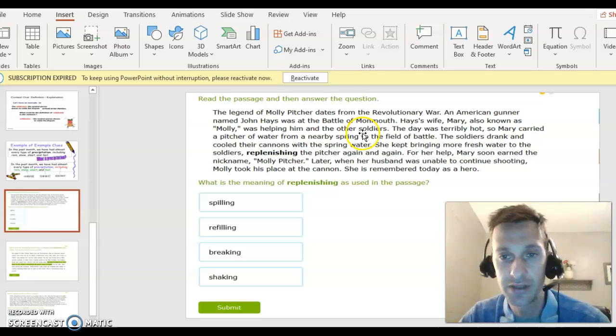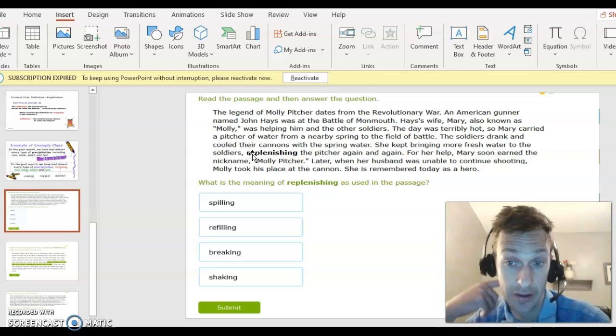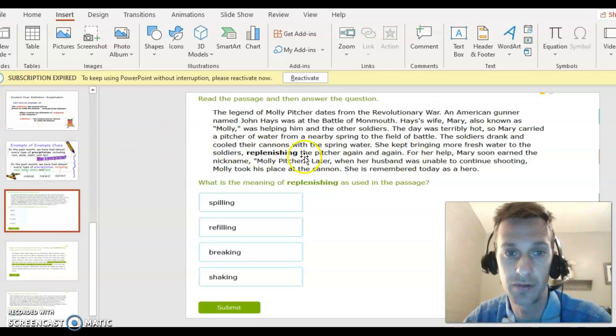What context clues can we use? Let's look at this sentence. The soldiers drank and cooled their cannons with the spring water. She kept bringing more fresh water to the soldiers. Is that a definition? No. Is it giving an example of what the word means? Yeah. This is exactly an example.